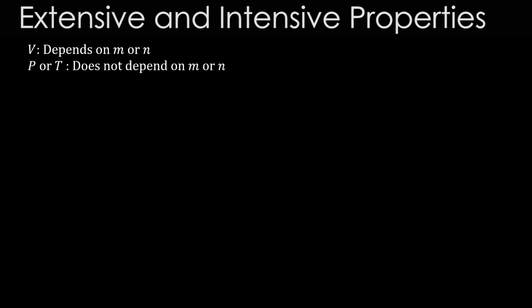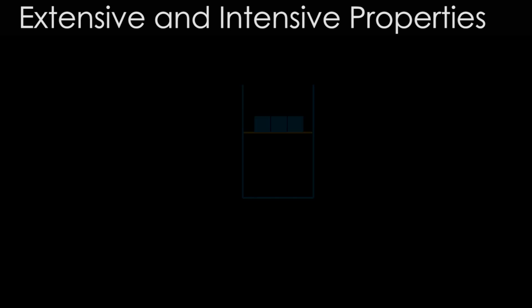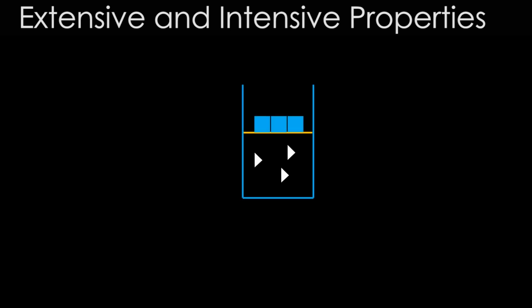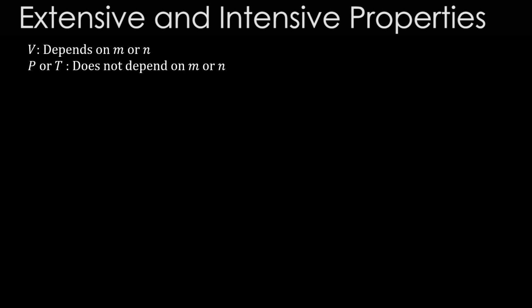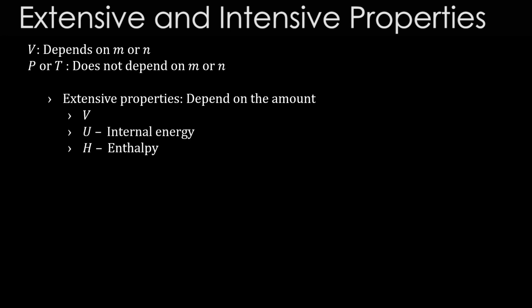With that brief introduction, let us see one more way of defining the state properties: extensive and intensive properties. We have just seen that volume depends on the amount of substance. Pressure or temperature doesn't depend on it. Wherever you measure it in the system, it is going to be uniform. Volume cannot be measured in one point, it is a kind of sizing of the whole system. That is the categorization here. Extensive properties depend on the amount. We have seen volume. We'll see about more state properties in future, like internal energy, enthalpy, Helmholtz energy, and Gibbs energy.